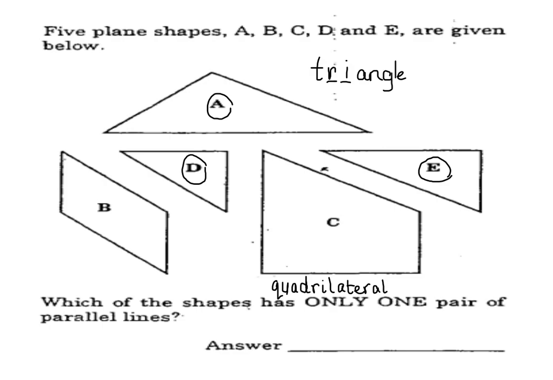Okay, now, here's what they want us to do, right? The reason why I asked you to distinguish between a triangle and a quadrilateral is they said, which of the shapes has only one pair of parallel lines? So, only one pair of parallel lines. What do you know parallel lines are? Have you ever heard of parallel lines before?